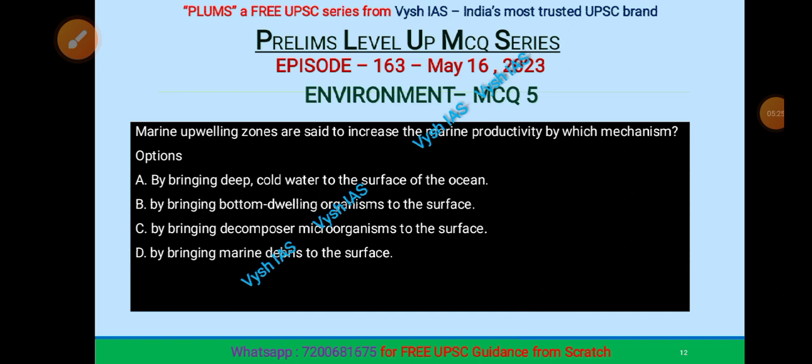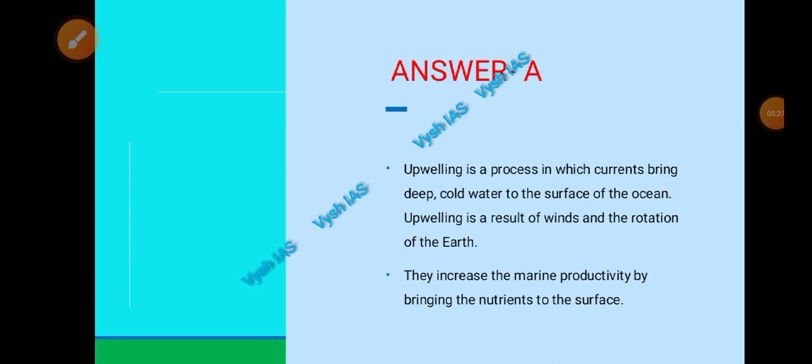Right, now let us see the answer. It is A. Upwelling is a process in which currents bring deep cold water to the surface of the ocean, and it is a result of winds and rotation of the earth. Because of this, these upwelling zones increase the marine productivity by bringing the nutrients to the surface.